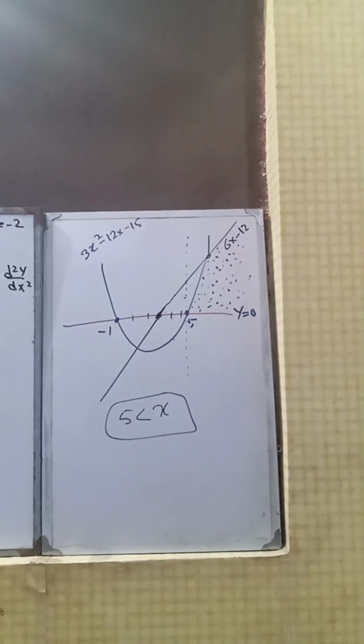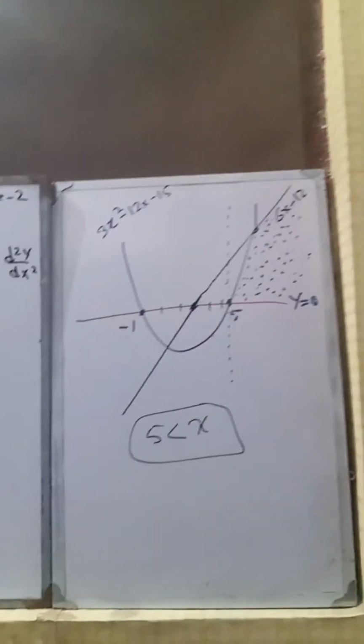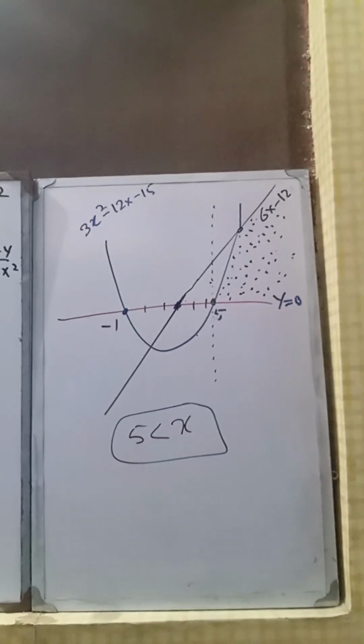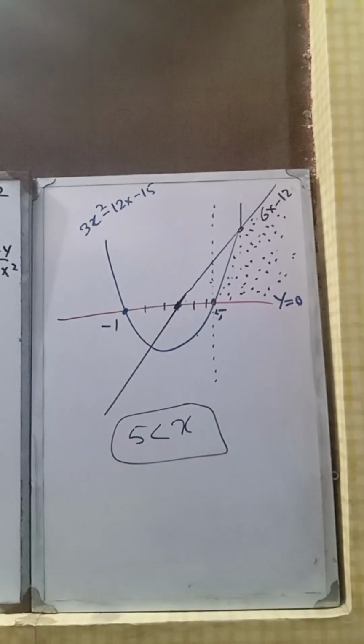So this is how you will do it, so that it's much more clear. I just drew the graphs. The happy face graph, 3x squared minus 12x minus 15. I found its x-intercepts and drew the graph.